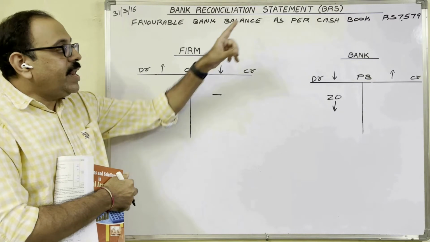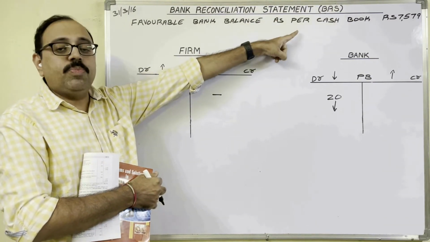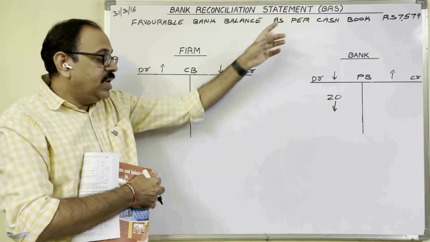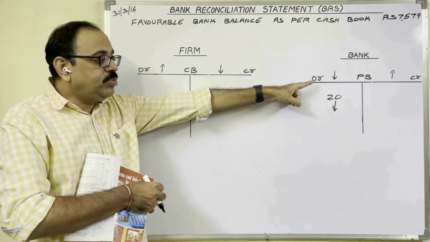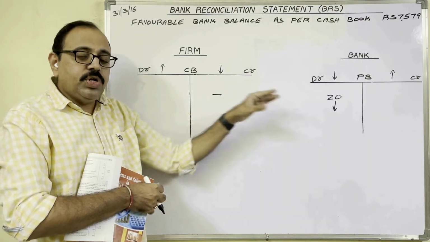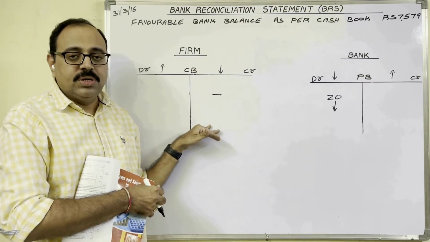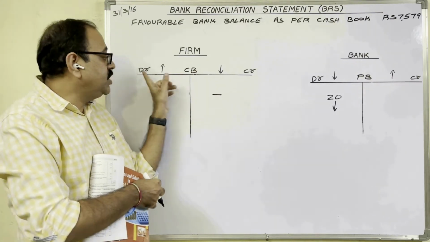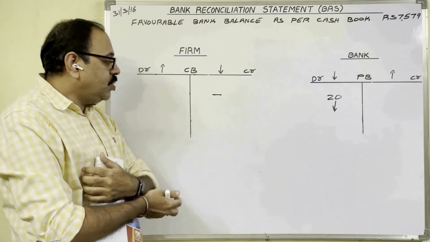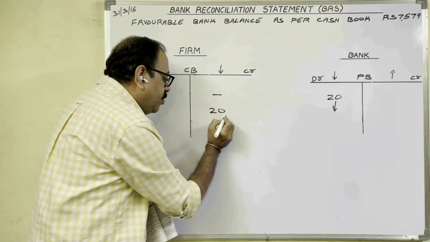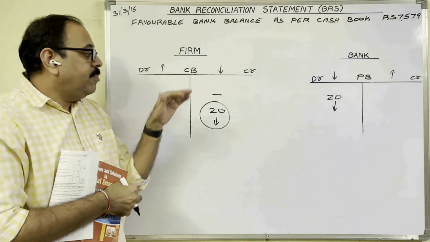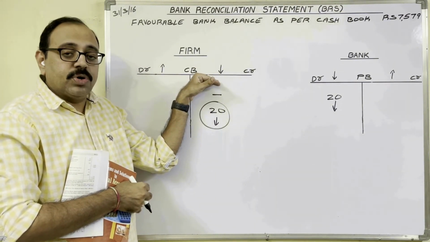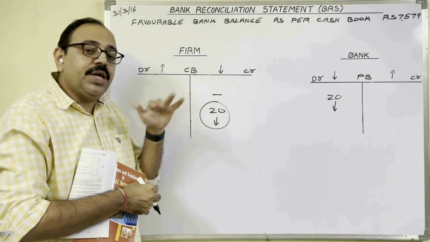Now, which book balance is given in the question? Cash book balance. So the rule is to adjust the cash book as per the passbook. So as per the passbook 20 rupees is decreasing, we should also decrease in our cash book. Decrease as per the cash book means which side? Credit side. So on the credit side 20 rupees we should record. The effect is that bank balance as per the cash book will get reduced by 20 rupees.